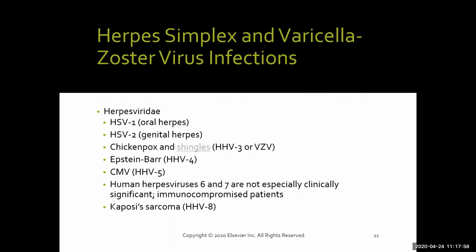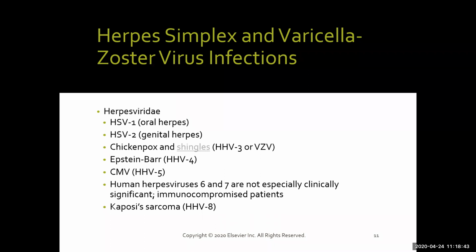So let's talk a little bit about the herpes simplex and varicella zoster virus infections. These are caused by regular viruses, not retroviruses. And herpesviridae has all these different strains. You know that we have a vaccine against HPV, the human papillomavirus, which is a strain of herpesviridae. And that one would be HSV2. Now, HSV1 is the oral herpes virus that you see people get, usually on the outside of the mouth.